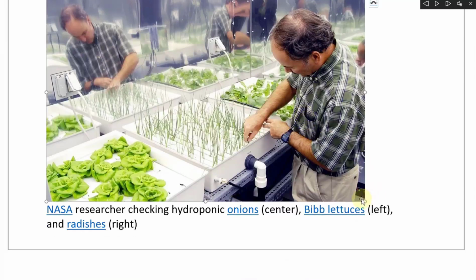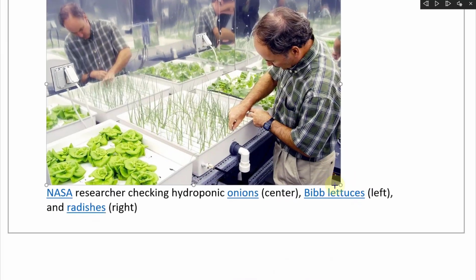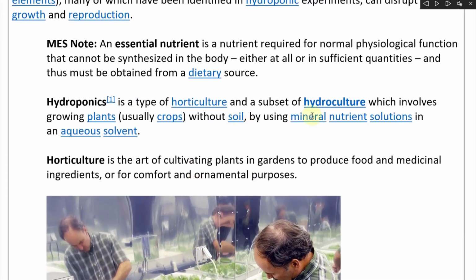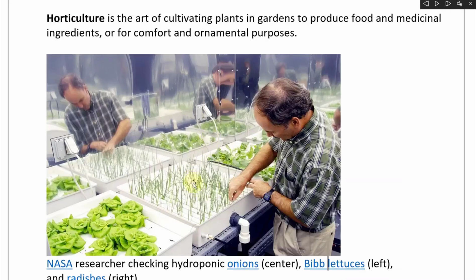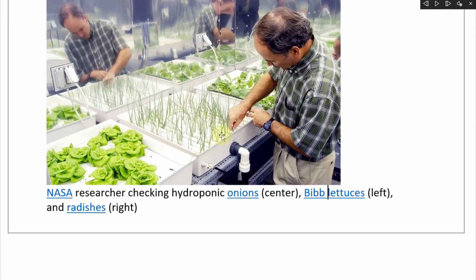So here are some hydroponic setups. This is a NASA researcher checking hydroponic onions in the center, and then Bibb lettuces on the left, and radishes on the right. And yes, you're putting this in basically a mineral nutrient solution in an aqueous solvent, so basically in a liquid solvent there.